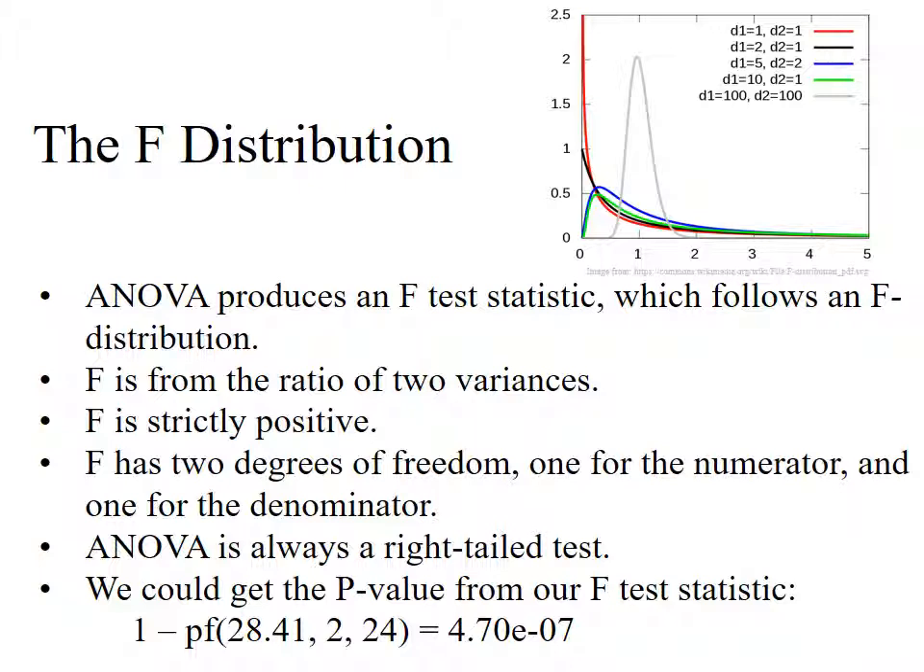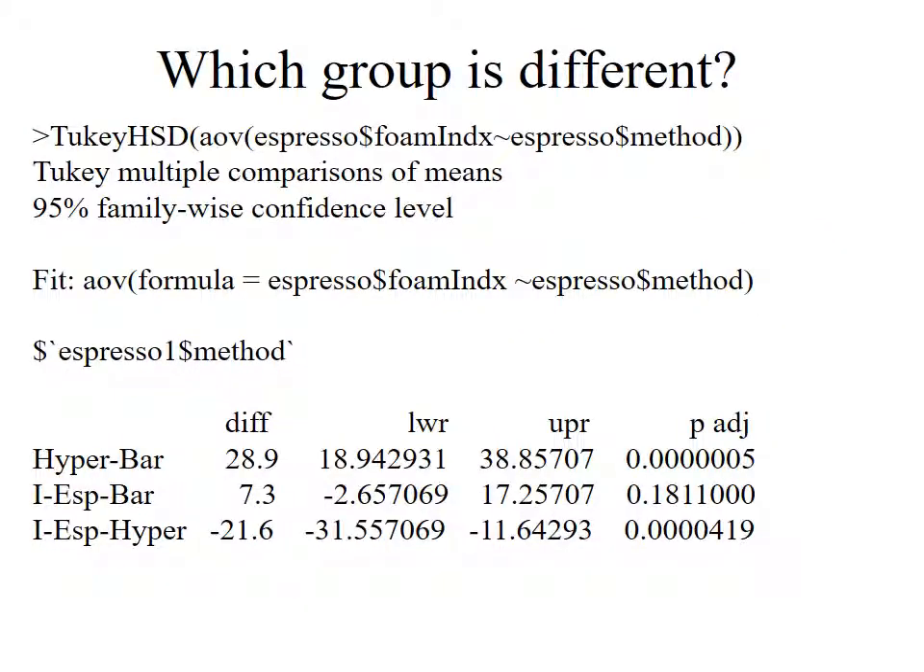R, as always, gives us probabilities of this or less, so we need to do 1 minus. So if I wanted to do this semi-manually in R, I would do 1 minus PF, probability from the F distribution, of our test statistic, 28.41, comma 2, degrees of freedom of the numerator, comma 24, degrees of freedom of the denominator, and hey, lo and behold, there's that same p-value that R gave us automatically.